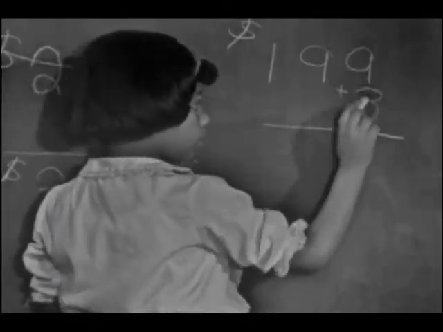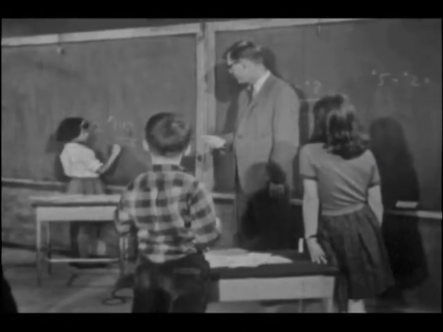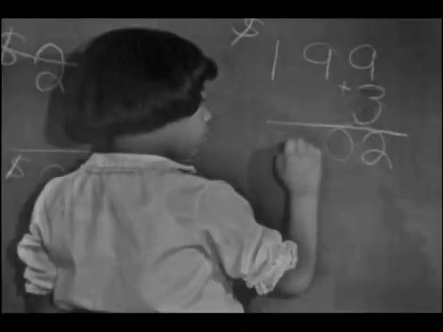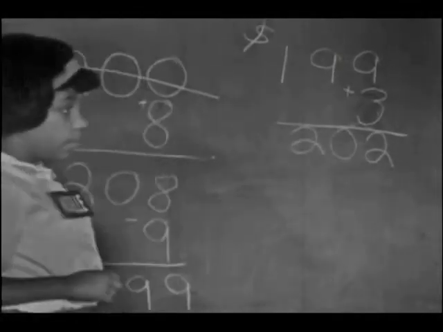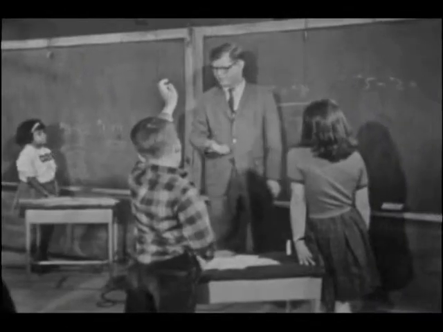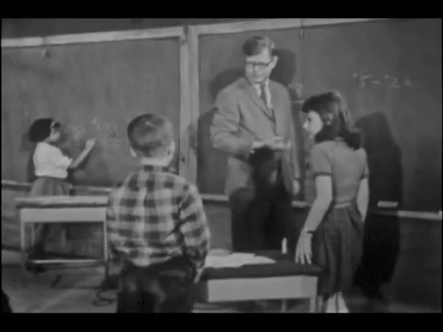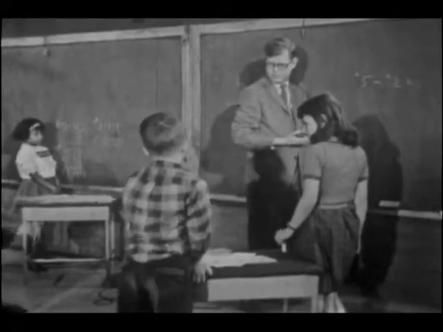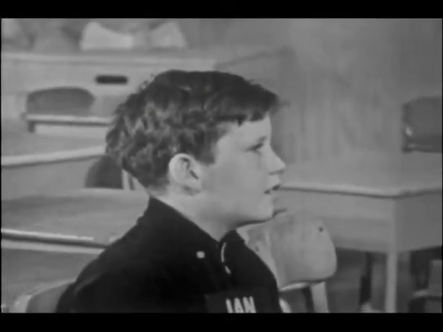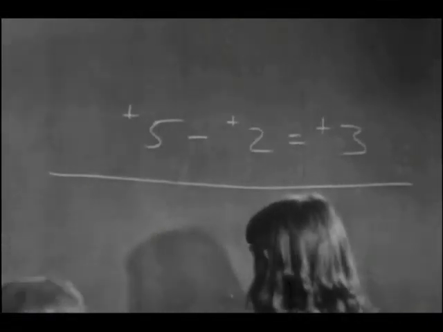Okay, how much money has Michelle got now? Jeff? $203. Okay. And what'll I say this is equal to? Jeff, what'll I say that's equal to? +3. Ian, is that right? Yeah. Is that right? +3. Okay, let's do one more like that.